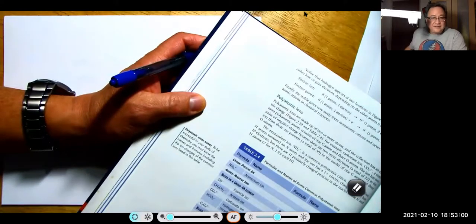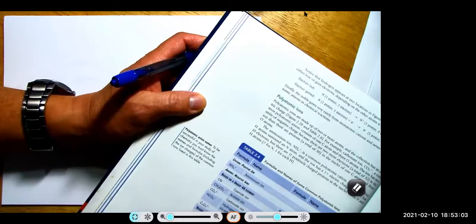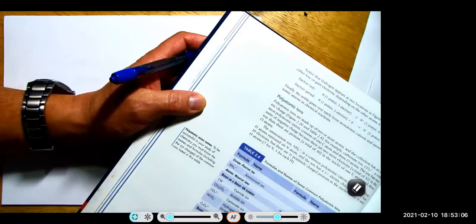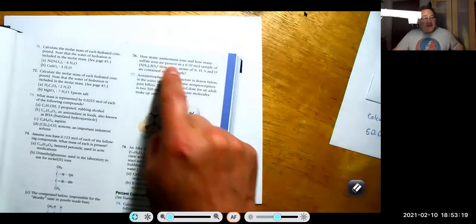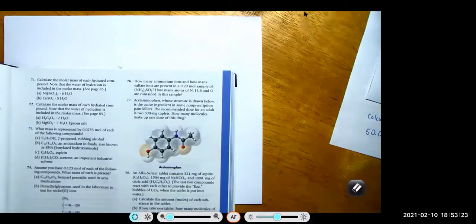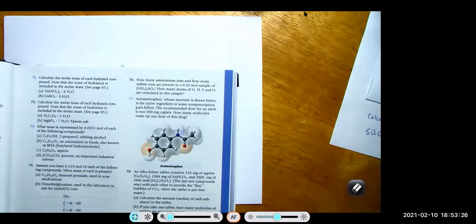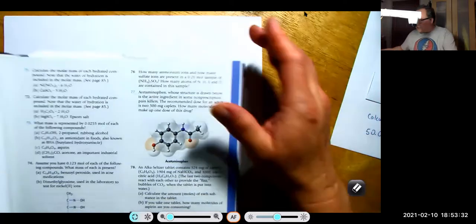I found the origins of my question. Go ahead. So it was similar to number 76 in the back of the book. It said how many ammonium ions and how many sulfate ions are present in a 0.2 mole sample of ammonium sulfate. It's similar to that, where you have to say 1 mole of sulfate equals 1 mole of sulfur equals 4 moles of oxygen, and then use those unit conversions. Right. And so would you like to go through that problem? Unless the problem next to it will also have that, because I do have 76 written out right here.